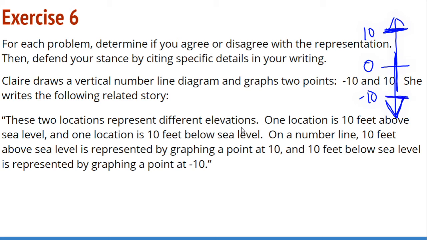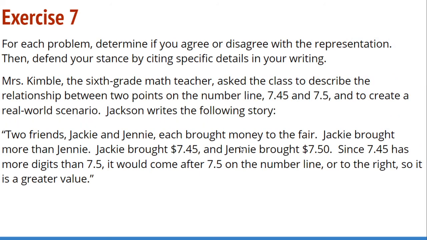On a number line, 10 feet above sea level is represented by graphing a point at 10. And 10 feet below sea level is represented by graphing a point at negative 10. Well, what do you think there? I'm agreeing. If 0 is sea level, then this would be 10 feet above, and this would be 10 feet below.